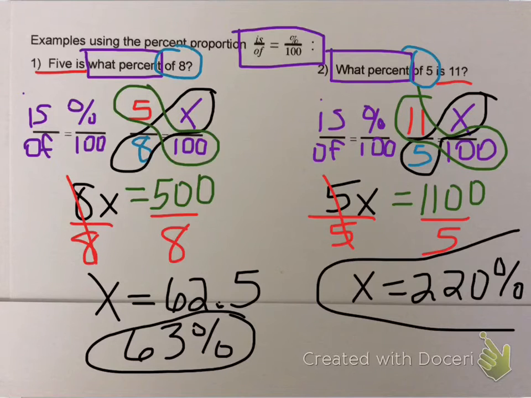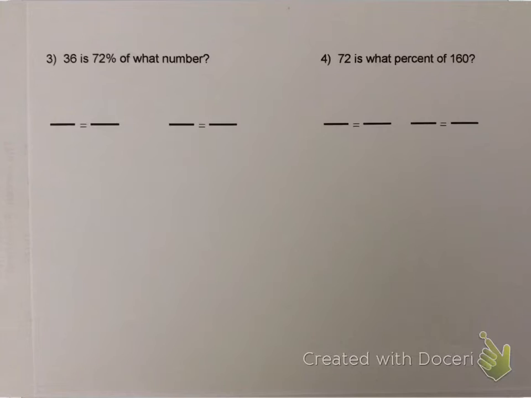Now let's talk about this one for a minute. Is it possible to have over 100%? Yes, it absolutely is. Some of you have that as a grade, like I said earlier. If you look, my is, which is the part, is 11, and my whole is 5. When you see numbers like that, that's telling you that your percent is going to be over 100, and you're not wrong. You could have over 100%. When your number on the top is bigger than your number on the bottom, you're going to have over 100%.